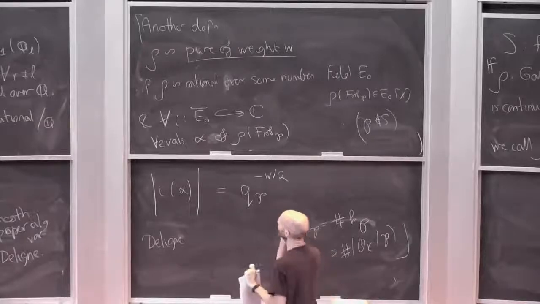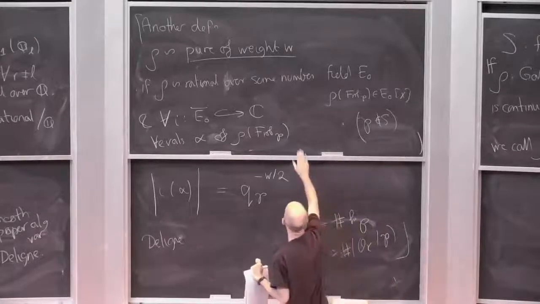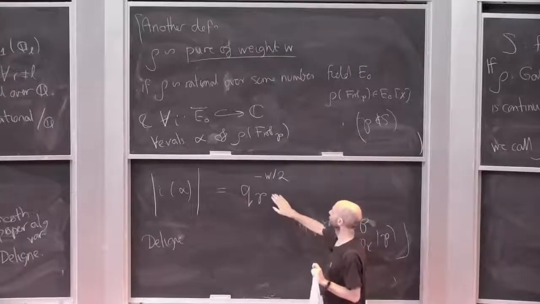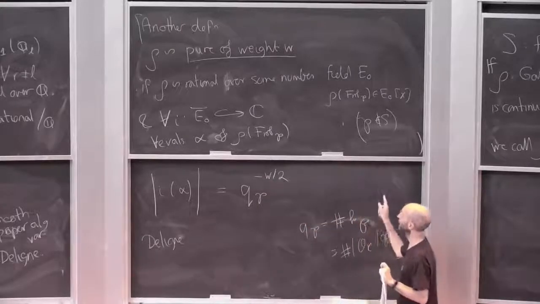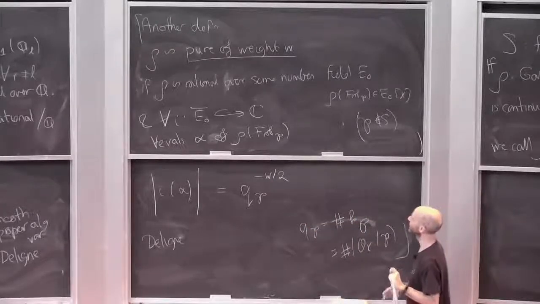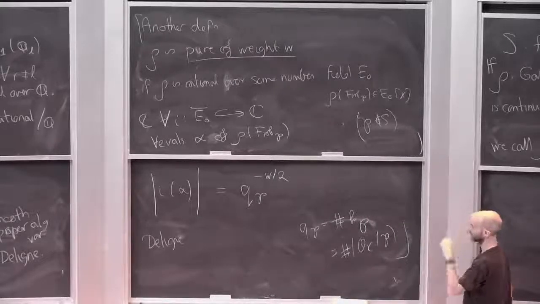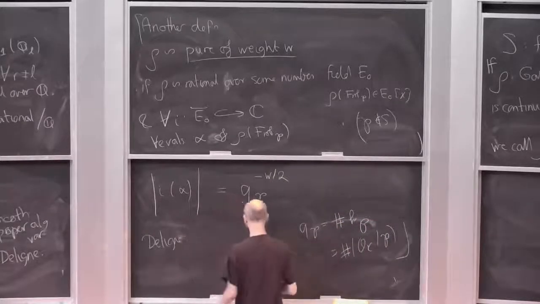I want the cyclotomic character to be pure of weight negative 2. Yeah, that sounds right, doesn't it? So this Frob P is an arithmetic Frobenius. The cyclotomic character sends rho of Frob P to P. And so that would be P. And so negative W over 2 has to be 1, which means W is negative 2. So the cyclotomic character seems to be pure of weight negative 2, and I think that's right. So, great, this is good.